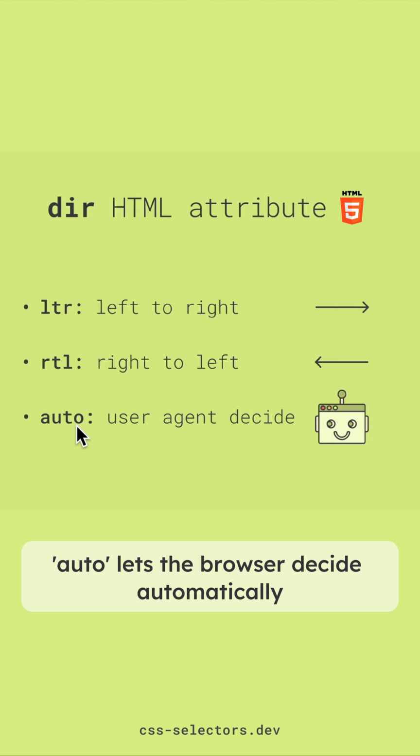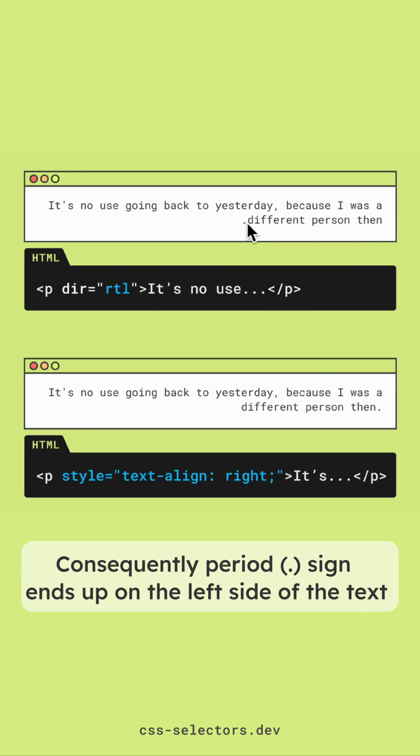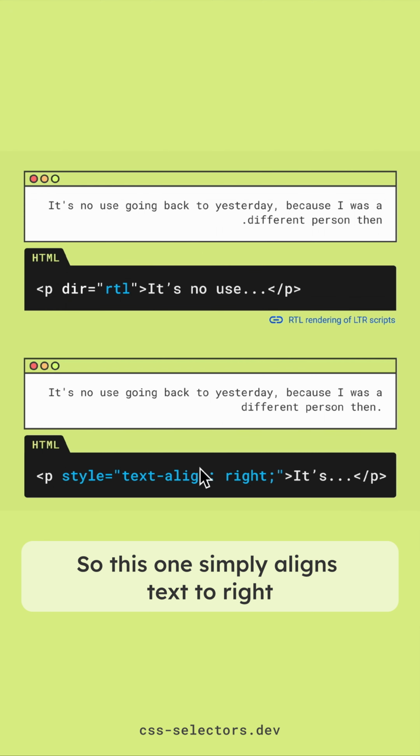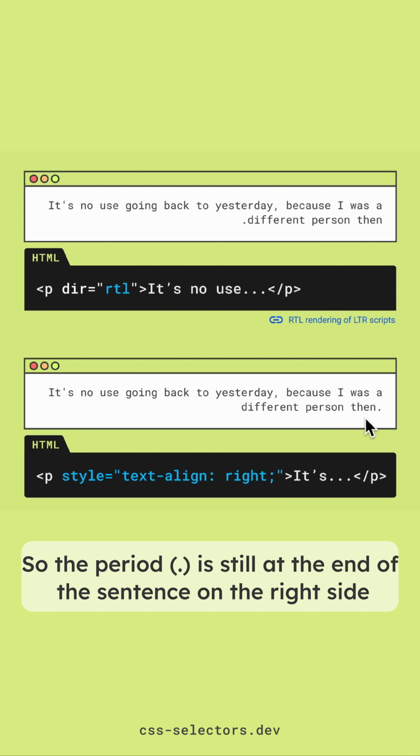When we use RTL as its value, it changes the text directionality to right to left. Consequently, the period sign ends up on the left side of the text. So this one simply aligns the text to the right, but the directionality of the text remains unchanged. So the period is still at the end of the sentence on the right side.